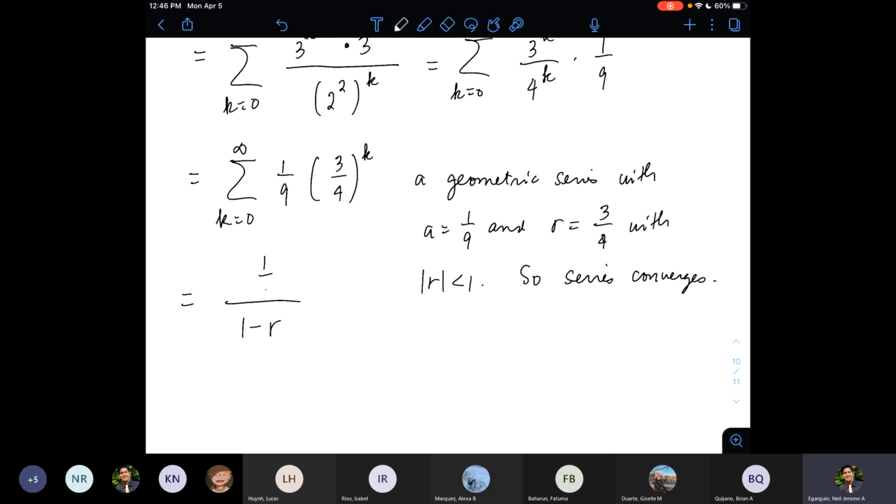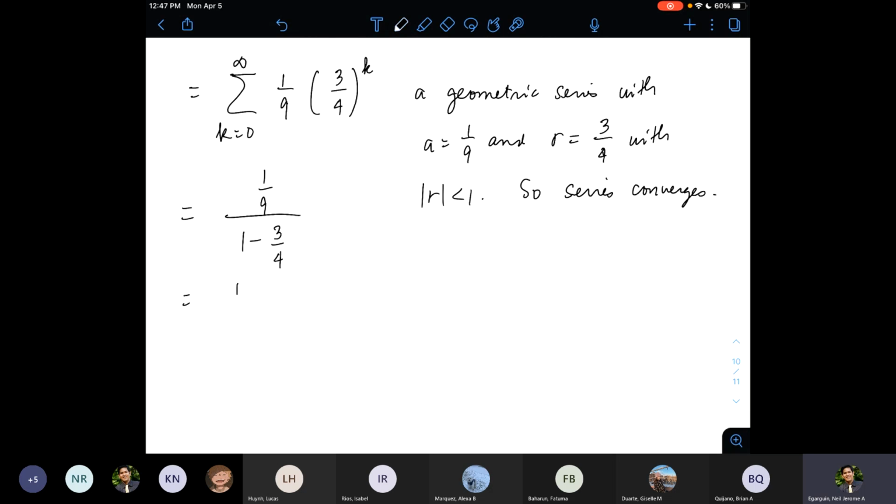So a is equal to 1/9, r is equal to 3/4. So this would be 1/9 all over 1/4. So this would be 4/9. Okay, is that good, Fatuma?